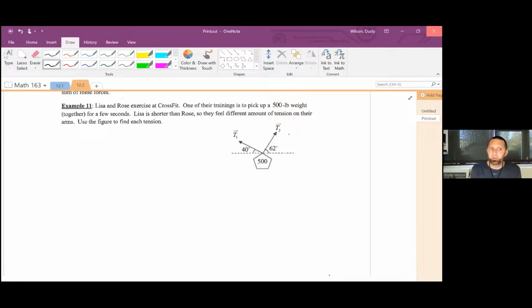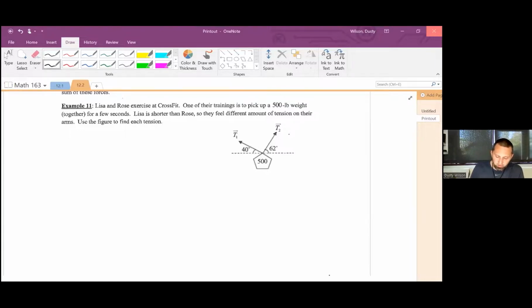Very good. So example 11, Lisa and Rose exercise at CrossFit. One of their trainings is to pick up a 500-pound weight together for a few seconds. Lisa is shorter than Rose, so they feel different amounts of tension on their arms. Use the figure to find each tension. So these are pretty fit athletes, especially given the angles that they are lifting at, as we shall soon see.